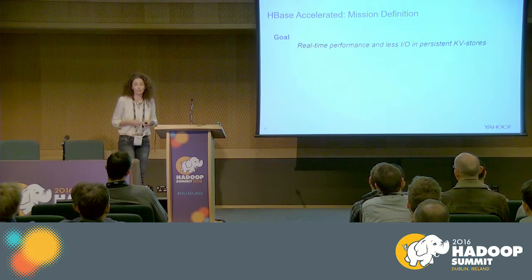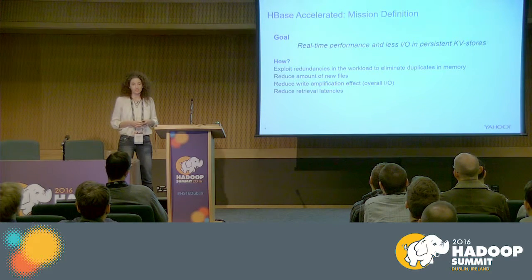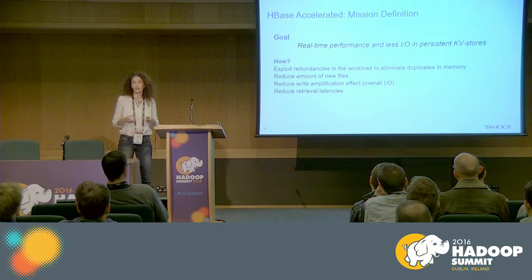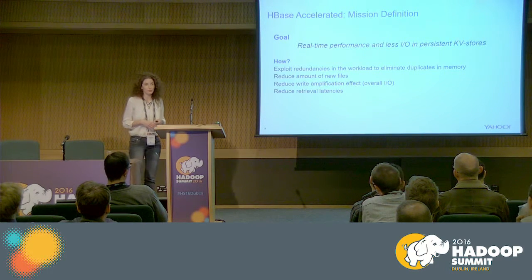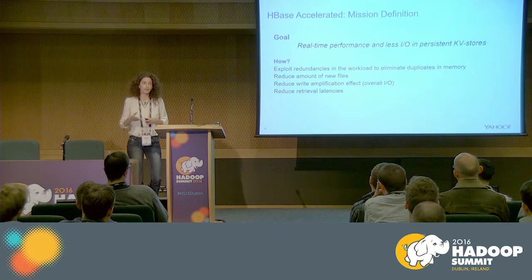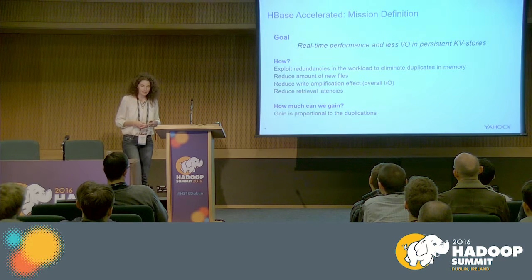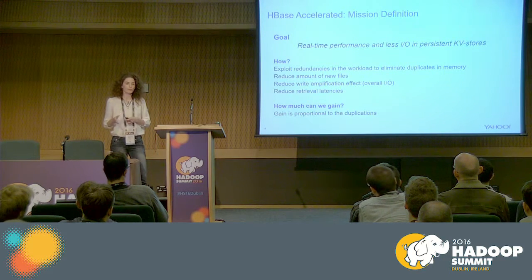Our goal was to have real-time performance and significantly less I/O in a persistent key-value store. We achieve this by exploiting redundancies in the workload to eliminate duplicates while they're still in memory. We reduce the number of files that are created, thereby avoiding the write amplification effect that is known to create network traffic and disk I/O. And finally, we reduce retrieval latency. It's important to note that the gain is proportional to the duplication level. The higher the churn is, the more duplicates we have in the data, the more the gain.